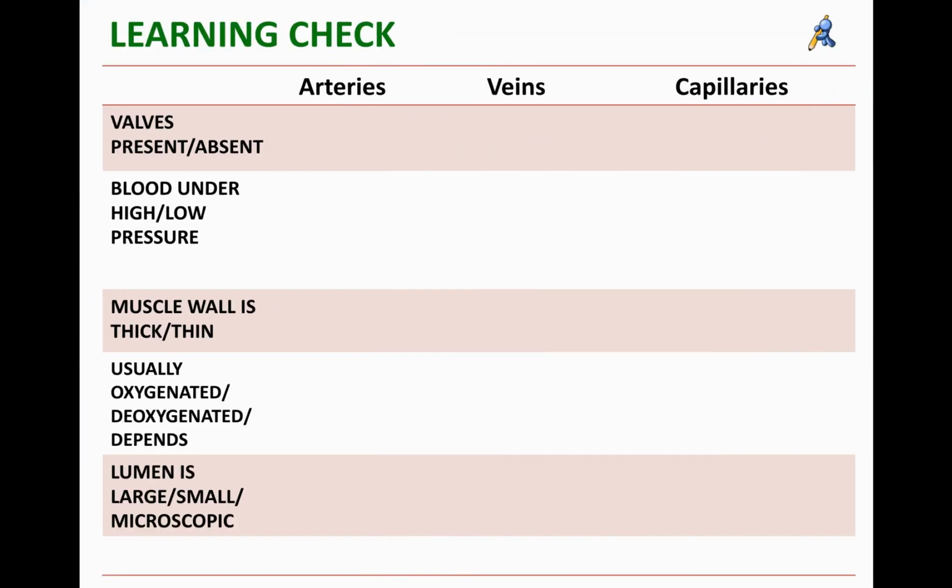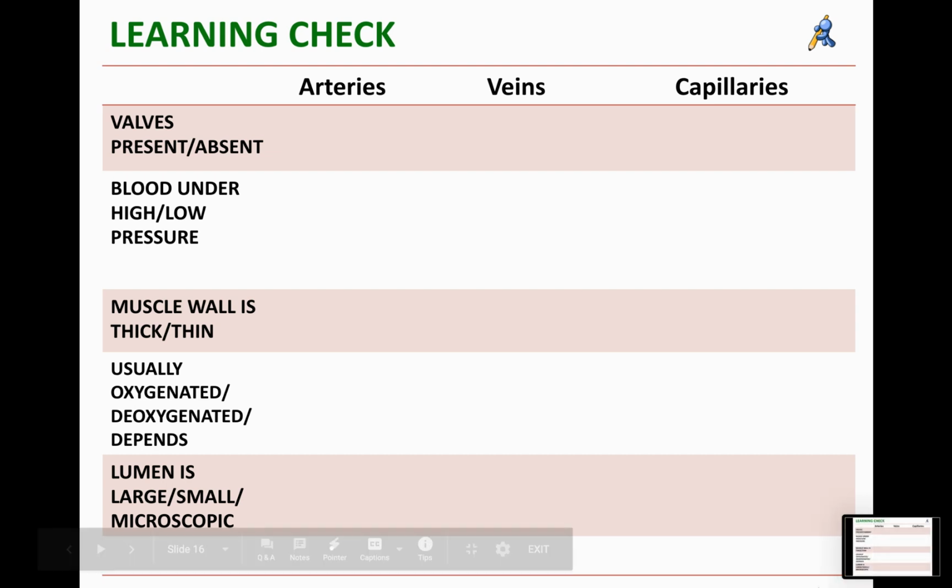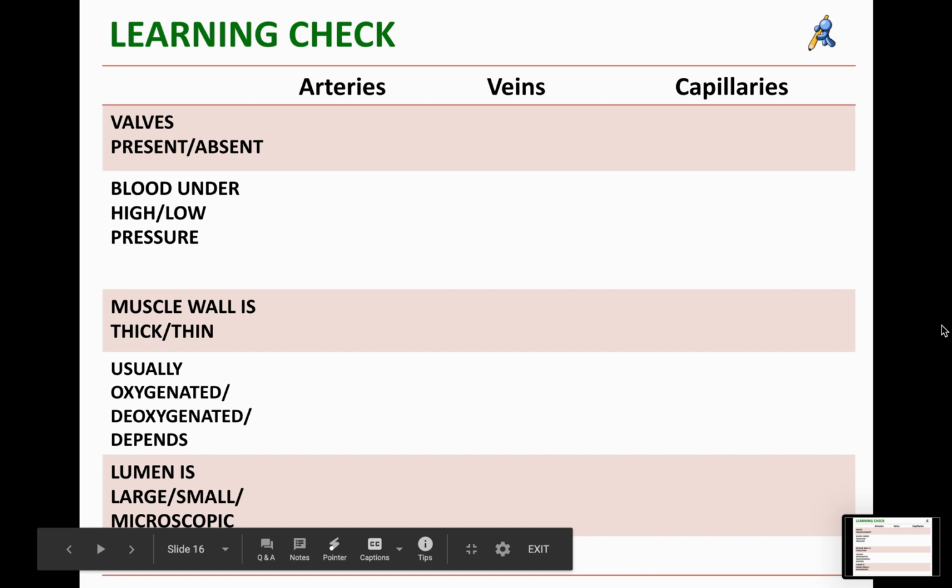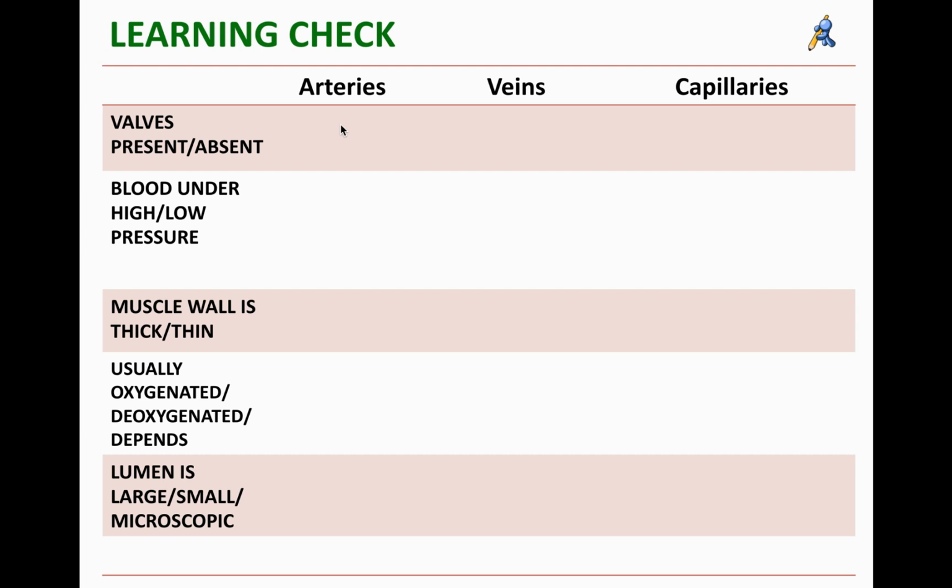So I'm going to take a screenshot of this, and in your small copy, you're going to copy in this table, and your job will be this. Underneath each of these blood vessels, you are going to write in yes or no. So say, for example, for arteries, are valves present or absent? Instead of yes, you will say whether they are present or absent. Well, if you listened to the video lesson, you would know that they are absent. So you write in absent here.